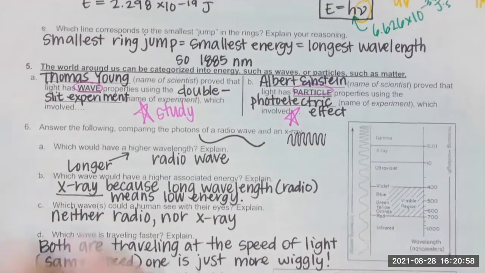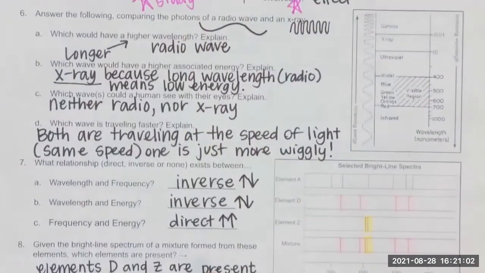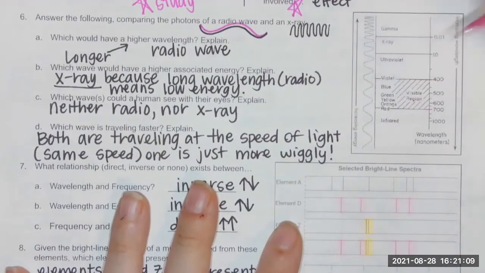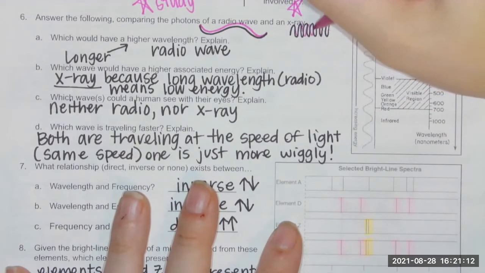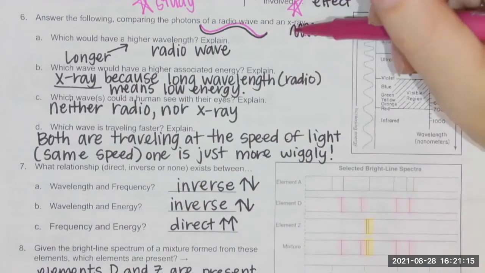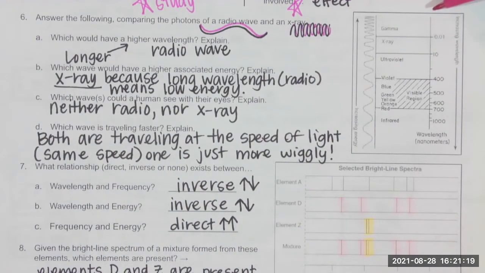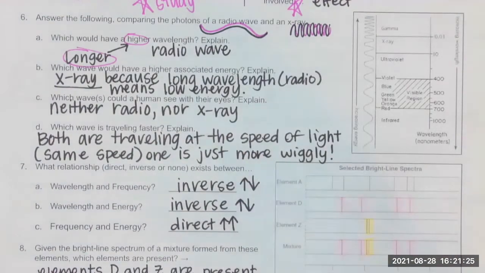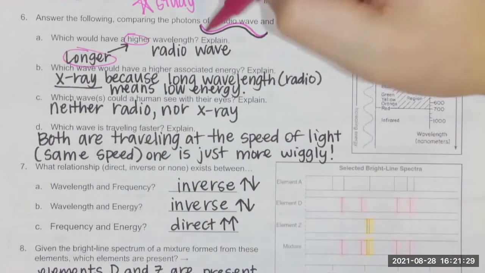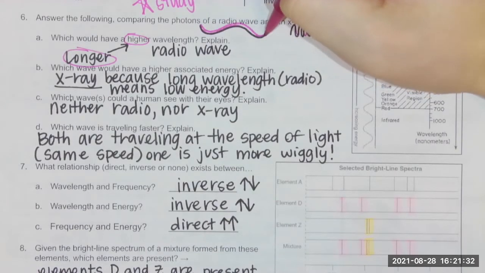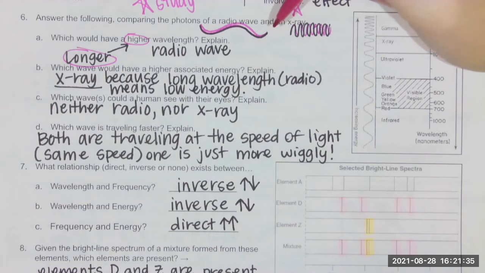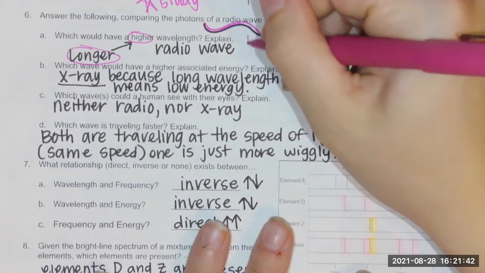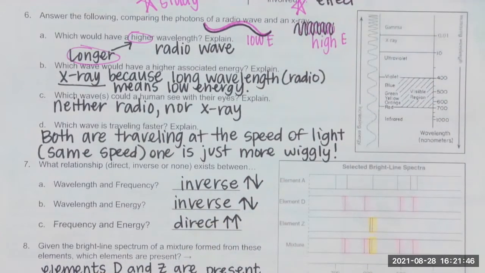The next one says we're going to compare a radio wave and an X-ray. So I drew out a radio wave, really, really long, and then an X-ray is really, really short wavelength. So first question just says which has a higher, that means longer wavelength. That would be my radio wave. But the X-ray would have higher energy because when you've got that big, long wavelength, you're not very frequent. You do not have very much energy. So the X-ray is going to be much higher energy than the radio wave.